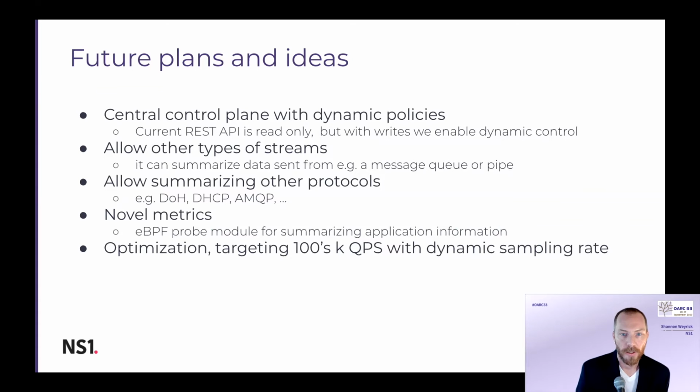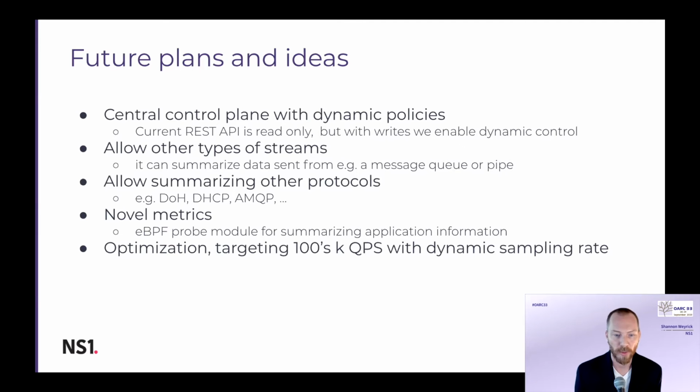And just quickly on some of the future plans and ideas. A control plane is one idea: being able to not just pull summary information from the API, but to write to it and set up dynamic policies and specify exactly what we'd like to summarize at any particular time. Another is allowing other types of streams. It doesn't have to be a packet capture necessarily. We could be summarizing things from a message queue or a pipe. We could consider that an abstraction.